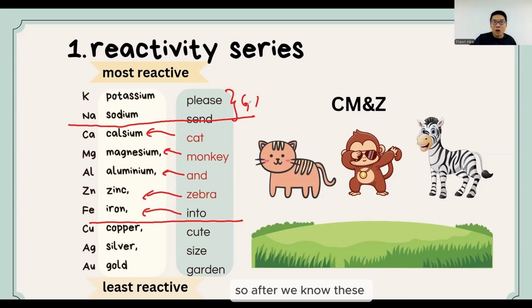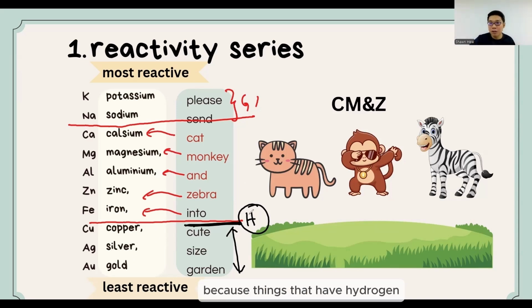So after we know this, we need to know two more positions for two very famous non-metals. The first non-metal is here, which is hydrogen. So hydrogen is above these three, which is copper, silver, gold. So copper, silver, gold is very, very not reactive because things below hydrogen, they will not react at all. And then the second thing is carbon. Carbon is between A to Z. A to Z, in between has a carbon here.